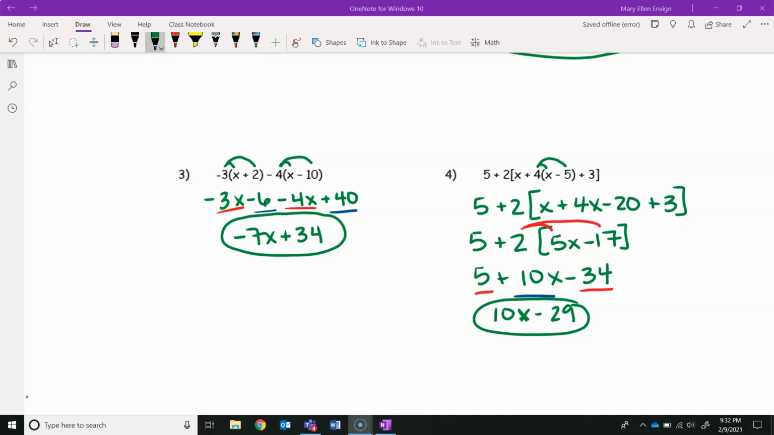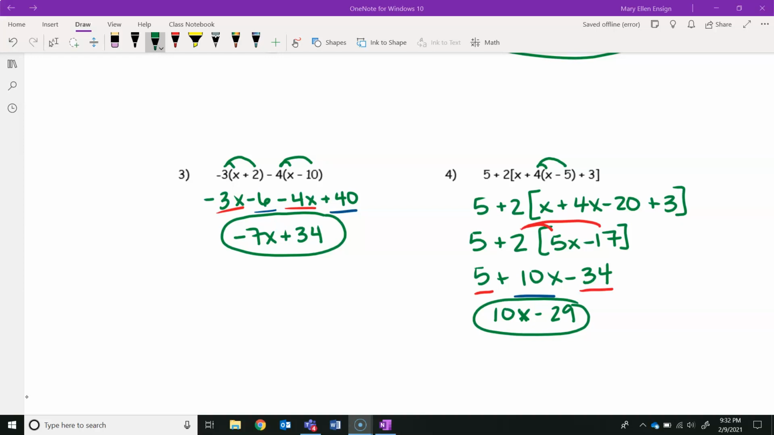And then here we have 5 plus 2, with a bracket: x plus 4 times x minus 5, plus 3. So I start on the inside, right? Think about kind of doing parentheses. It's not exactly order of operations, but it's the same idea. We work from the inside out. So I do this distributive property here first: 4 times x minus 20.